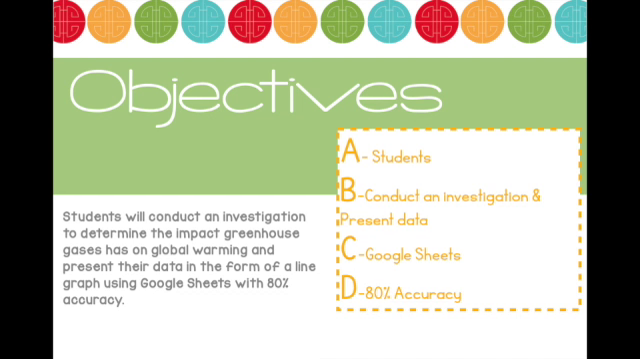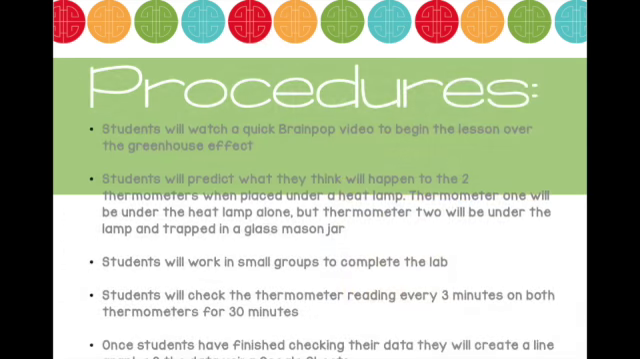My audience is still my students. My behavior that I'm expecting them is to conduct an investigation and to present their data. I'm requiring that the conditions they use is Google Sheets to create those graphs. And then, of course, my degree in which I expect this is 80% accuracy.